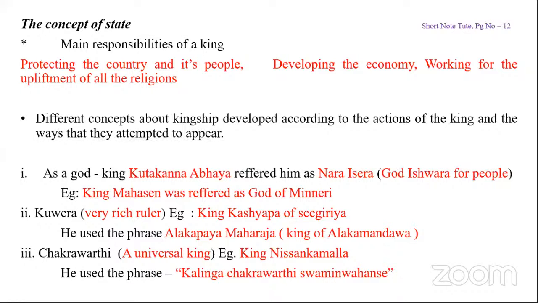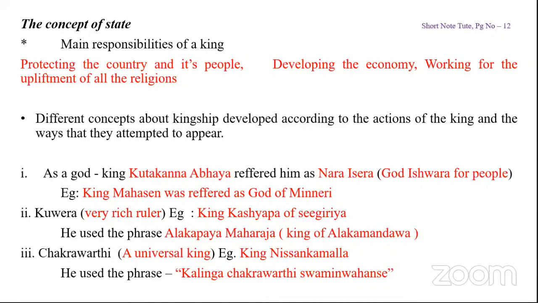Now, once again, I have given you the concepts of kingship. King Kutakarnabhya referred to himself as Nara Isera, God Ishvara for people. According to Hinduism, God Ishvara was the head god. So Nara Isara in that way. King Mahasen was referred to as God of Mineri by the people because of his services to the people. And Kuer was a very rich ruler.